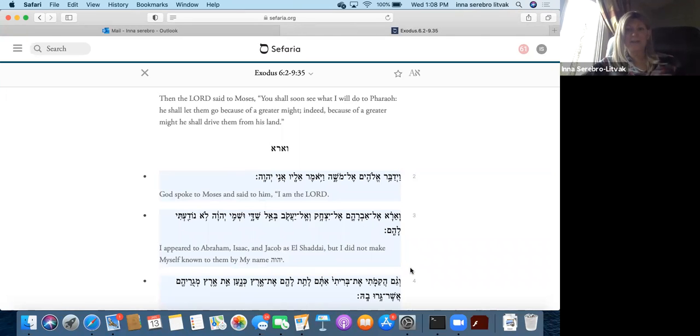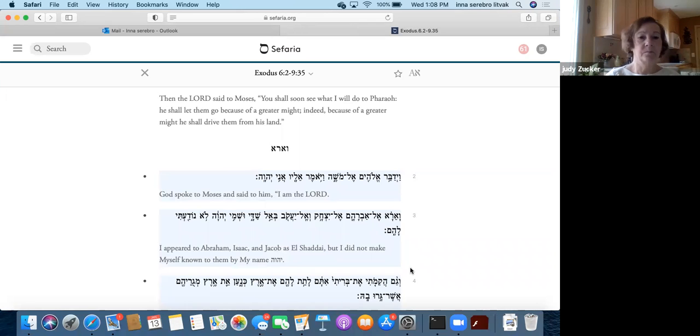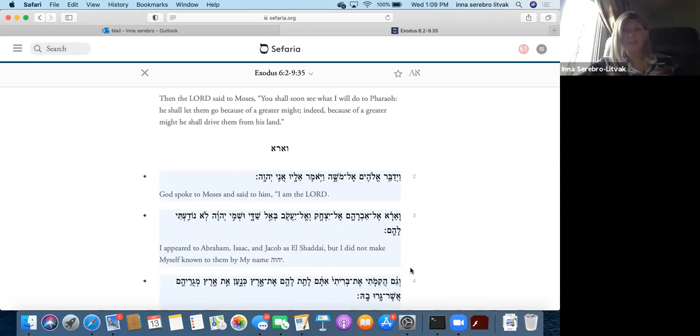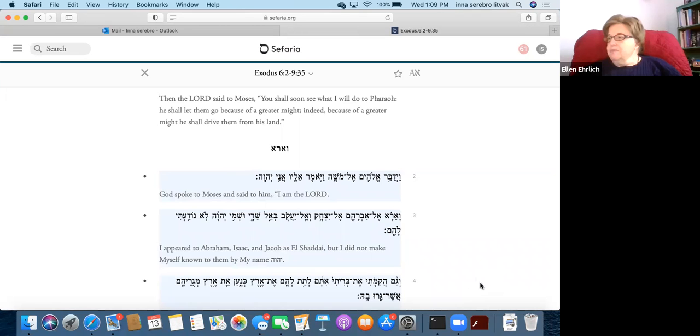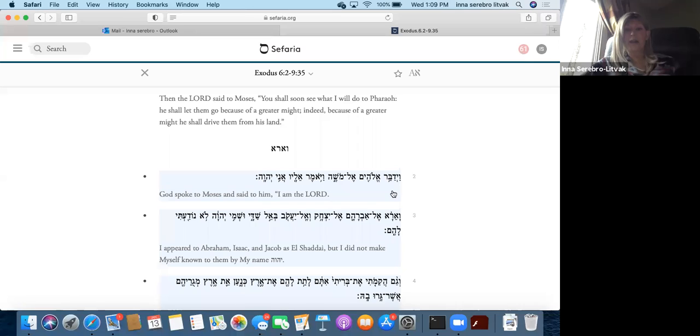Vayedaber Elohim el Moshe vayomer elav ani Adonai. Okay, many times, right? The Torah portion. I love when my B'nai Mitzvah students say, I know where my Torah portion starts because it starts with Vayedaber Adonai, Vayedaber Elohim. Like, yeah, that's pretty much every other paragraph. So, God spoke to Moses and said to him, I'm the Lord.